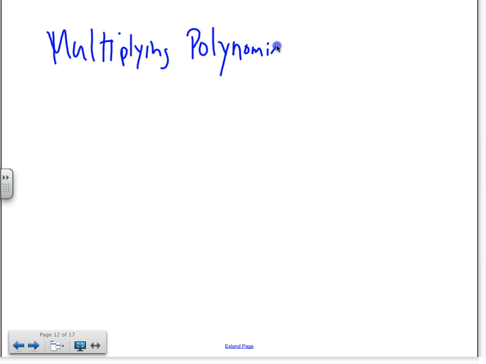So for today's lesson, we will be learning about multiplying polynomials. Yesterday was just a monomial times a polynomial. Today it's a polynomial times a polynomial, meaning multiple terms times multiple terms. Now of course, if you have read the book, you will see that they recommend using the FOIL method, which is a good way to multiply.